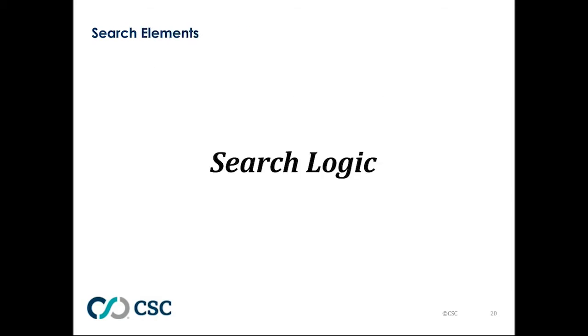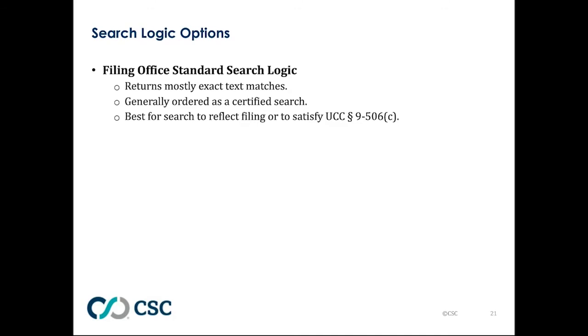Now I want to move on and talk about the search logic involved. Search logic is very important when conducting searches. There are multiple kinds of search logic that are available, and depending on the purpose of the search, one may be better than another. One type of search logic is the filing office's standard search logic. Most filing offices use a search logic that's very precise. It provides exact matches and only exact matches after the filing office has applied its standard search logic.